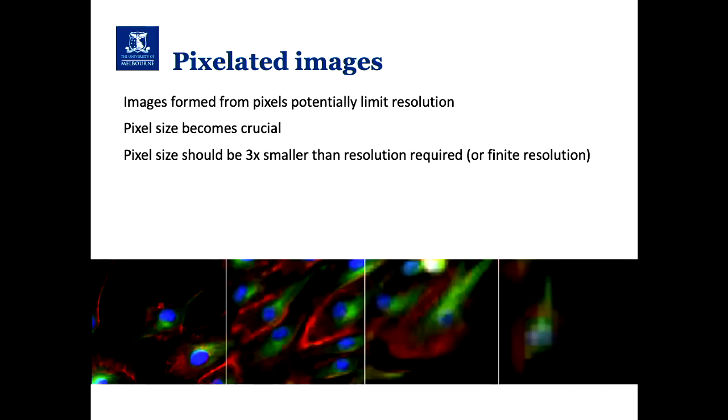We need to make sure that we're sampling correctly to get the best image quality that we need out of that. Because we're forming pixels, we can potentially limit the resolution. On the bottom here, I've got a panel. This is a single image, and I've plotted it with different numbers of pixels within each box. Hopefully you can see the most information is on the left-hand side, where we have the most pixels. By the time we get to the right-hand side, you can hardly see or resolve anything.